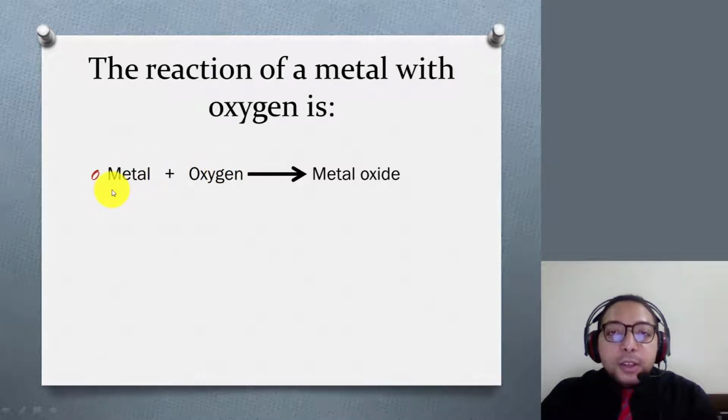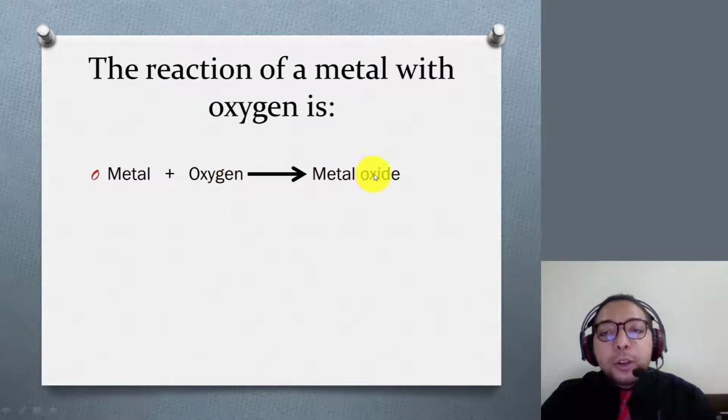Okay, so let's discuss the chemical reaction between metals and oxygen. When a metal reacts with oxygen, it produces a metal oxide. If you remember, the name of the reaction is called oxidation reaction. Oxidation reaction is a reaction where a metal will react with oxygen to produce an oxide.